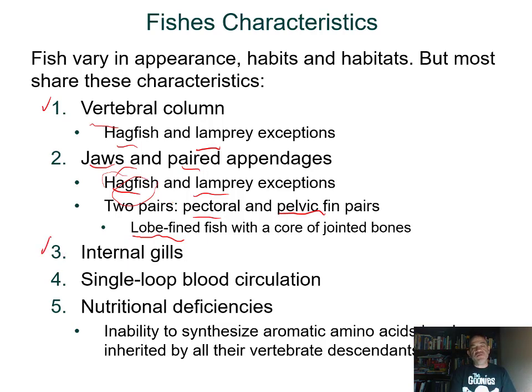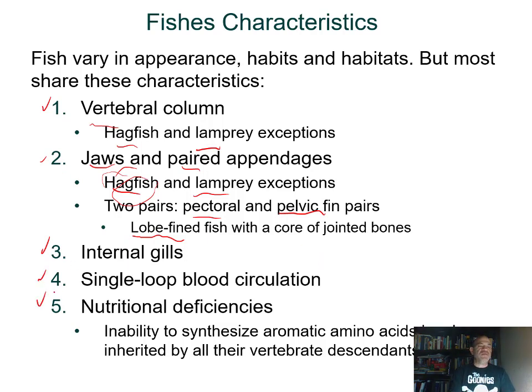Fish are going to have internal gills, not external gills like we may see in other kinds of animals. They're going to have a single loop blood circulation. Other vertebrates have two loops, two circuits. Fish have just one circuit. Blood goes from the heart to the gills to get oxygen, to the body to deliver the oxygen, back to the heart, and then repeats, just in one loop overall.